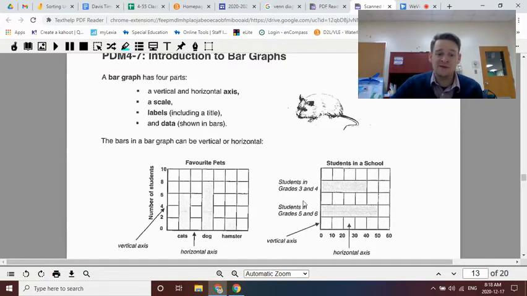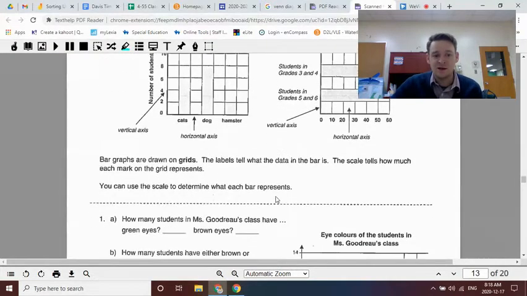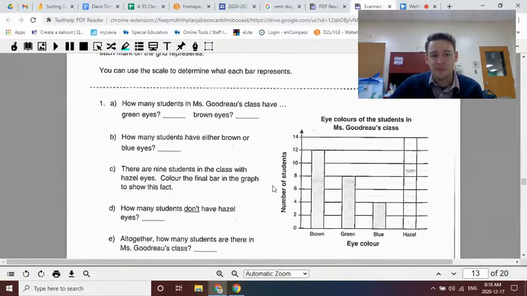And then, of course, we have data. And the data in a bar graph is shown using bars. So hopefully your pages, you can clearly see the bars used to show these graphs. They should be shaded in kind of gray, a little tricky to see on my screen. So let's get into the work.